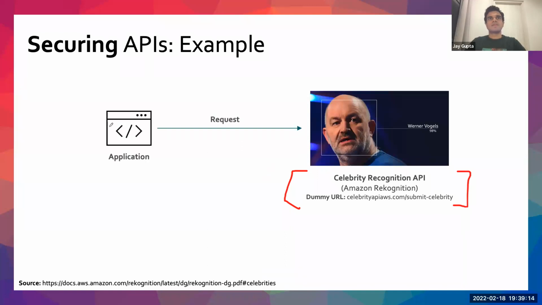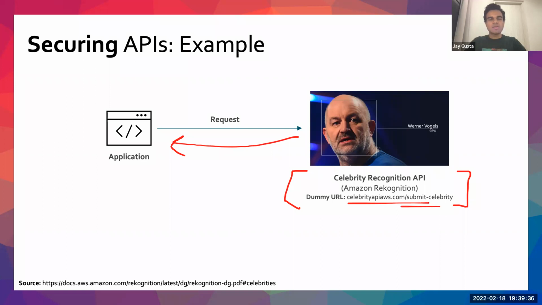So you can have any application which will send an image, and once you have that image, the API will return a response saying what celebrity is in the image. So this can be a dummy URL that they provide, and in this URL you can submit an image, and then it will return you back the response.